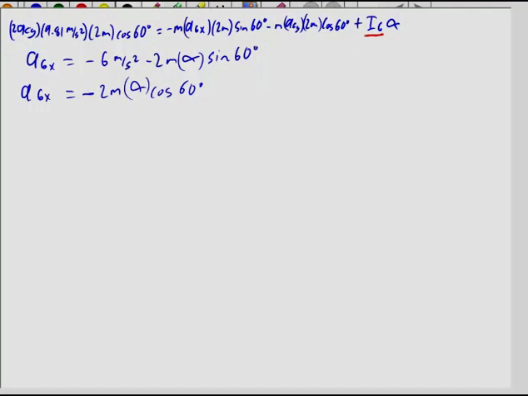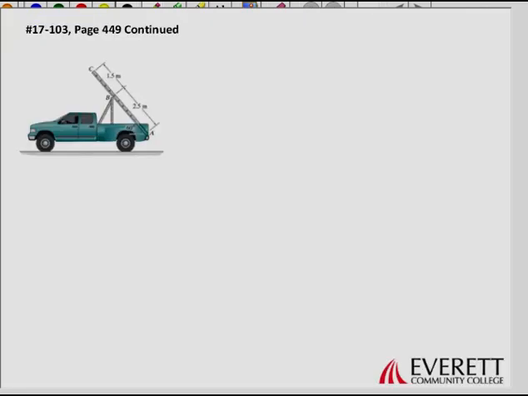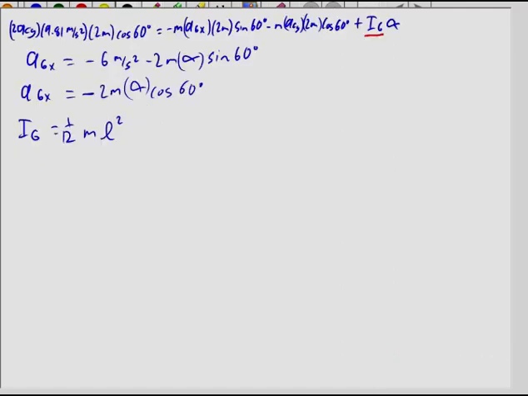We're looking for, I'm going to use the IXX because that's the axis passing through the same as what we're looking at here. And that is going to be IG equals 1/12 ml squared. And we know that the length in this case, we look back at our picture, the length is the 1.5 meter plus the 2.5 meters, which would be 4 meters. So our L is 4 meters.